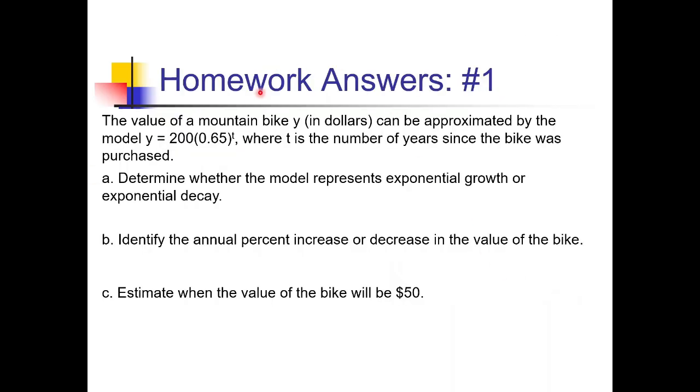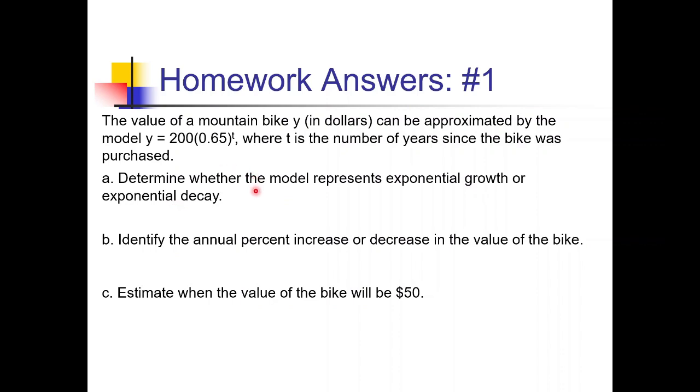For this problem we have the value of a mountain bike given by this y equals 200 times 0.65 to the t formula, and t is the number of years since the bike was purchased. Y is in dollars. So they have a few tasks for us, the first of which is determining whether the model represents exponential growth or decay.